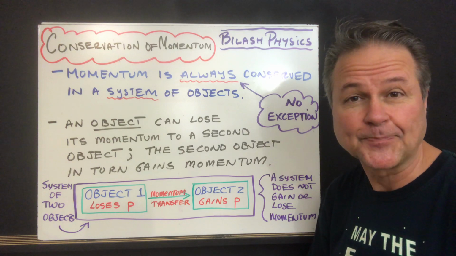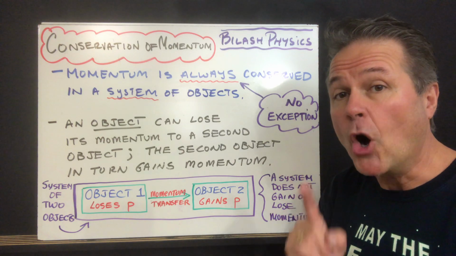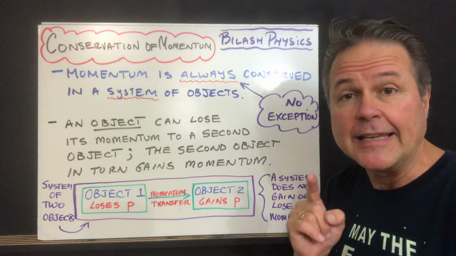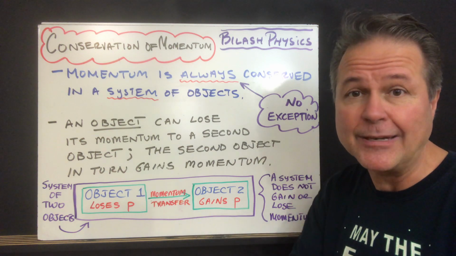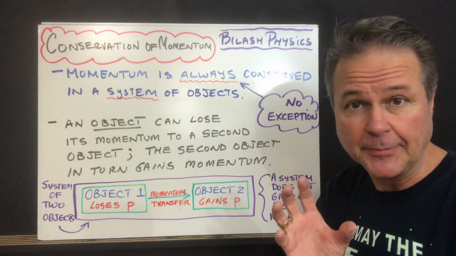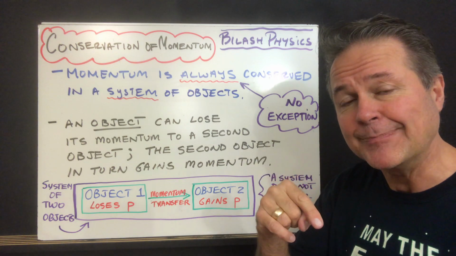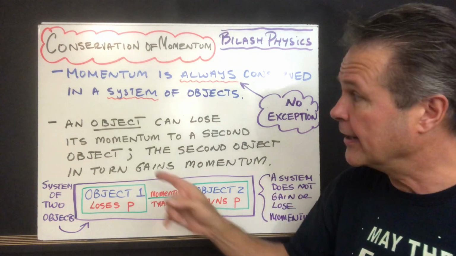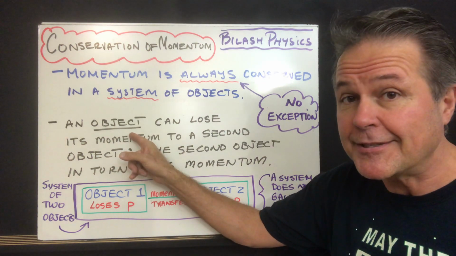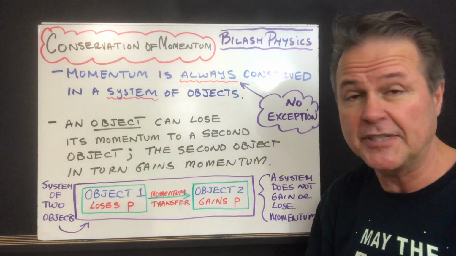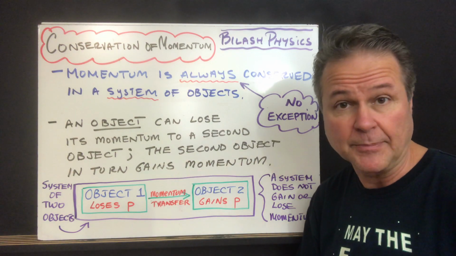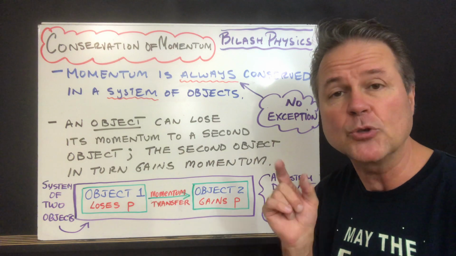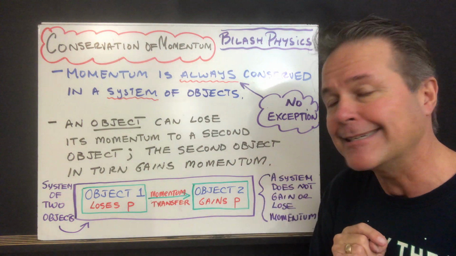Conservation of momentum. Now remember, momentum is always conserved in a system of objects. We never lose momentum, we never gain momentum if we're talking about a system. Now inside the system, that system's made from objects. And of course, an object within the system can lose its momentum to a second object, and the second object in turn will gain momentum. So there's an exchange of momentum between objects inside the system.